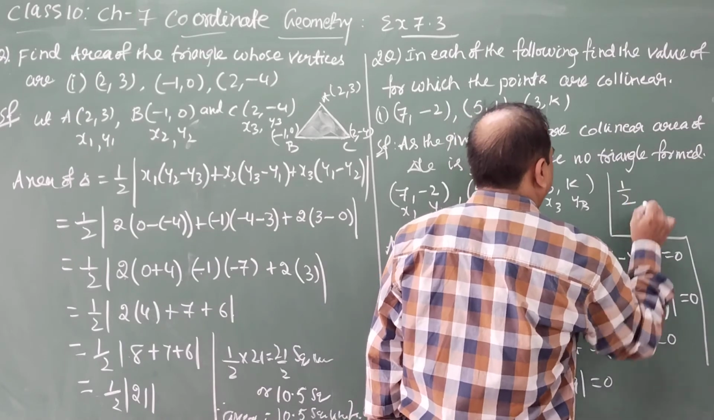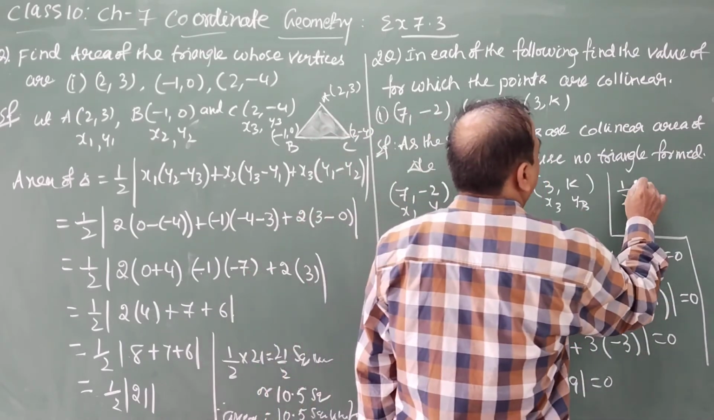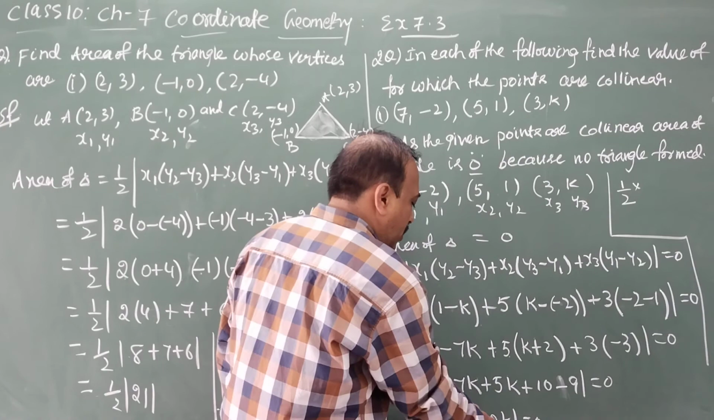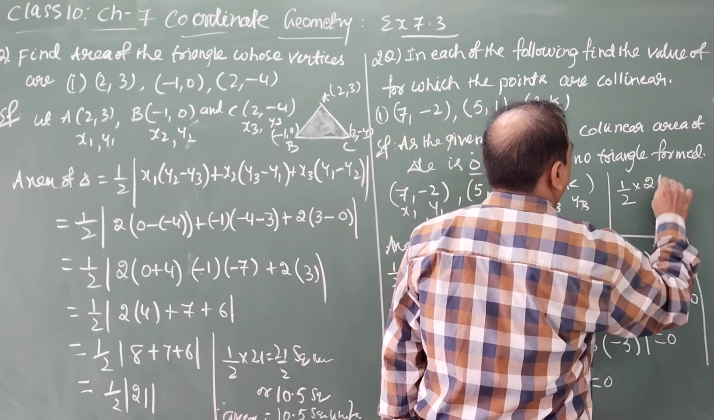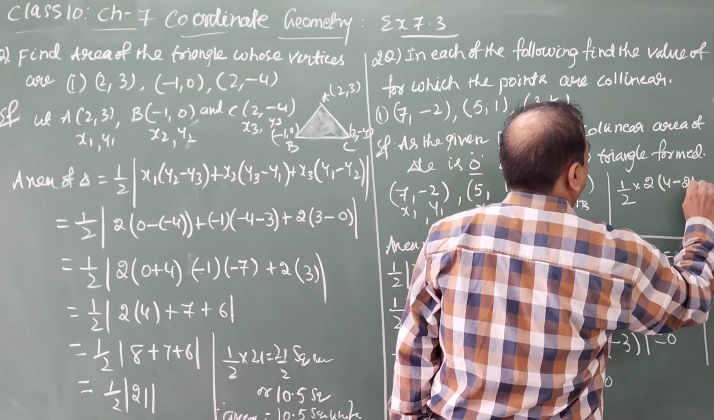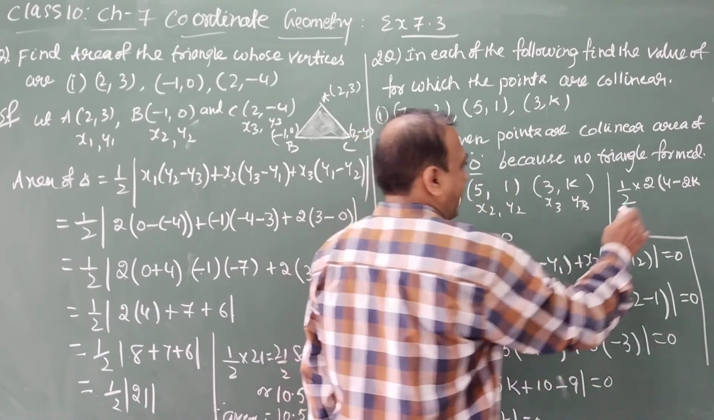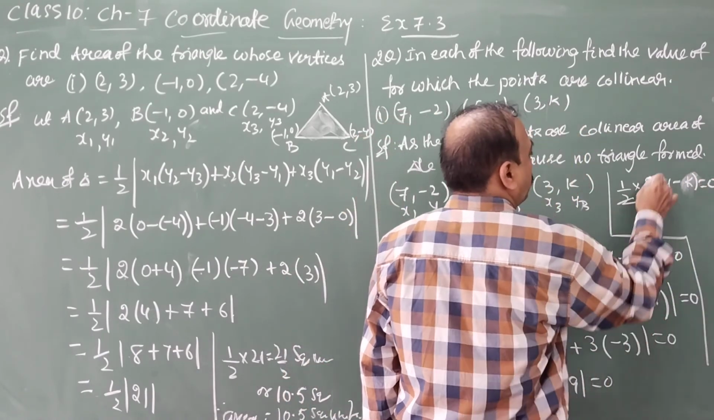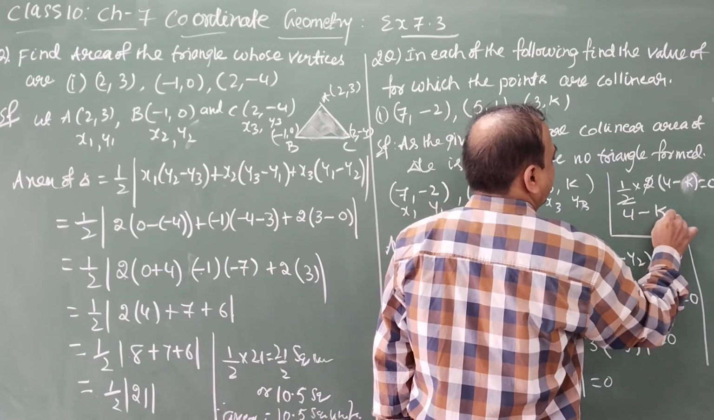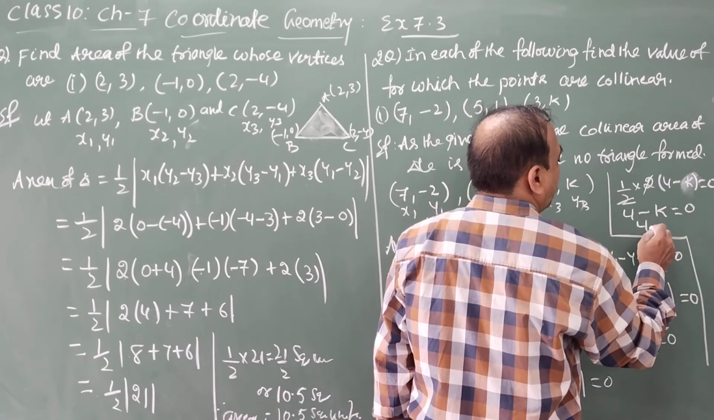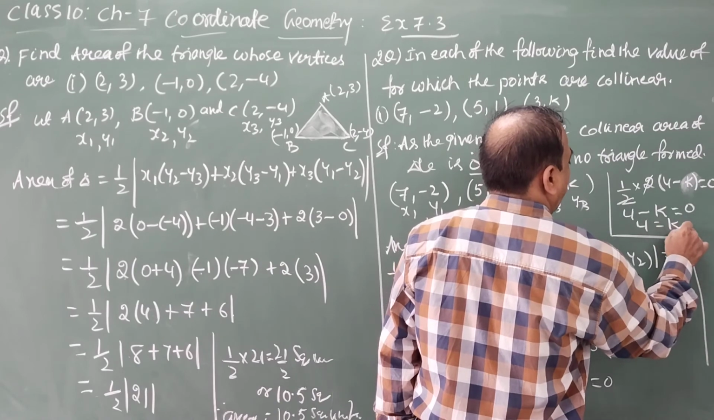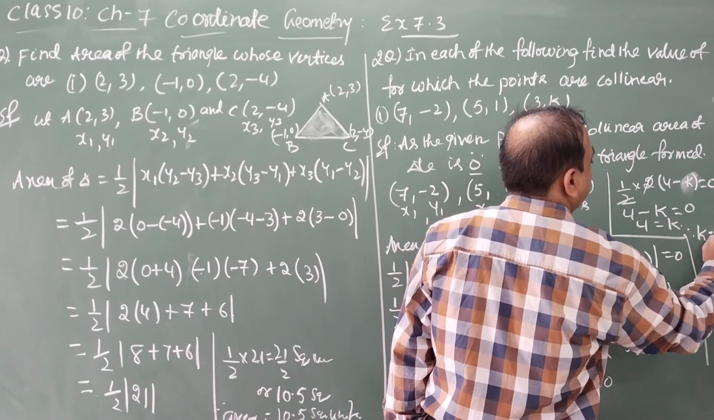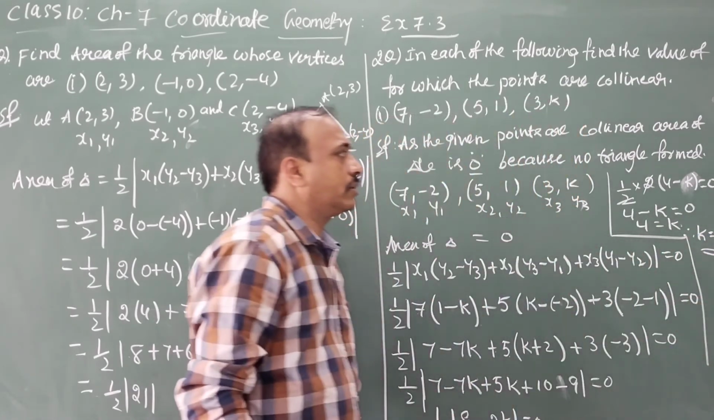So half into, in this you can take 2 common. If you take 2 common, we get 4 minus k, equal to 0. The 2 gets cancelled. 4 minus k is equal to 0. Then 4 is equal to k. Therefore, the value of k is equal to 4.